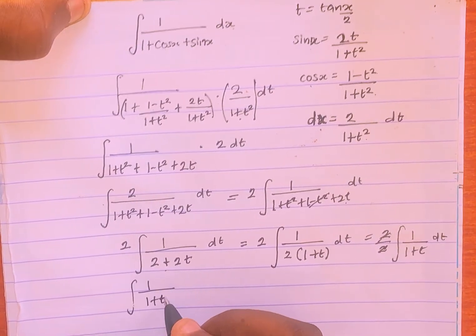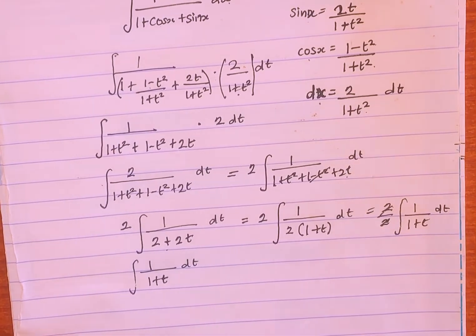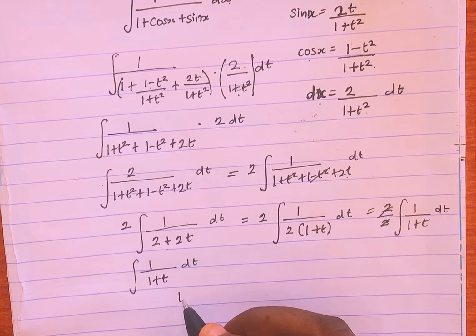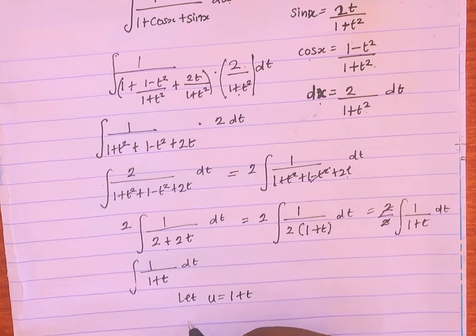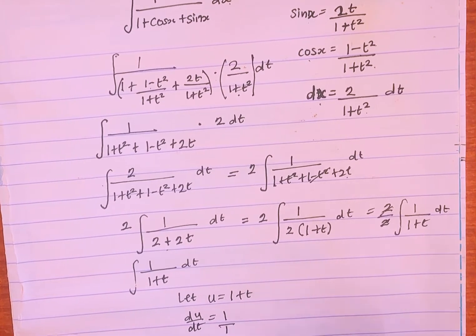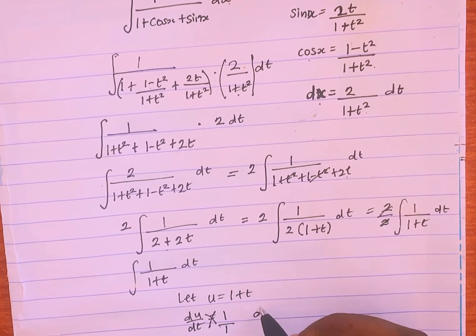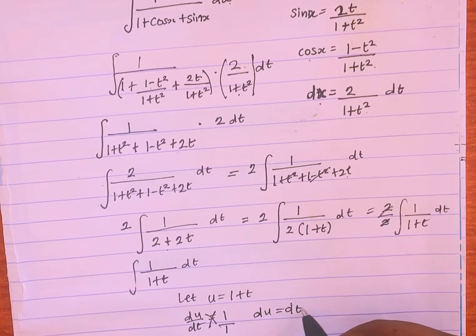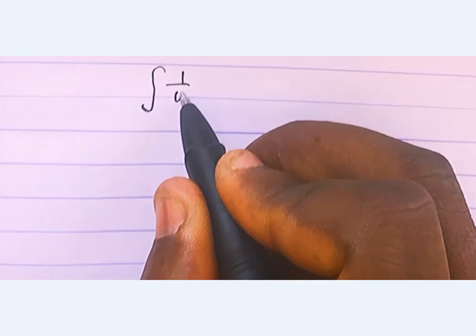Here we can easily use u substitution to finalize the answer. Let u equal 1 plus t, so that du/dt equals 1, making dt the subject of the formula. So we are having du equals dt, which is also the same thing as dt equals du. And here we are having the integral of 1 over u du.